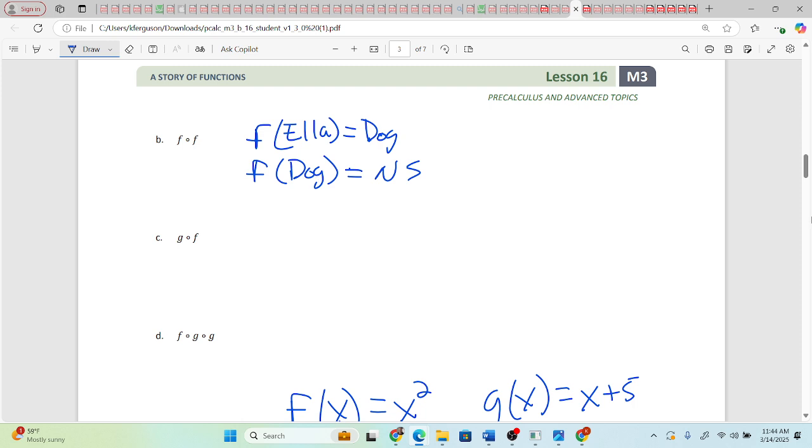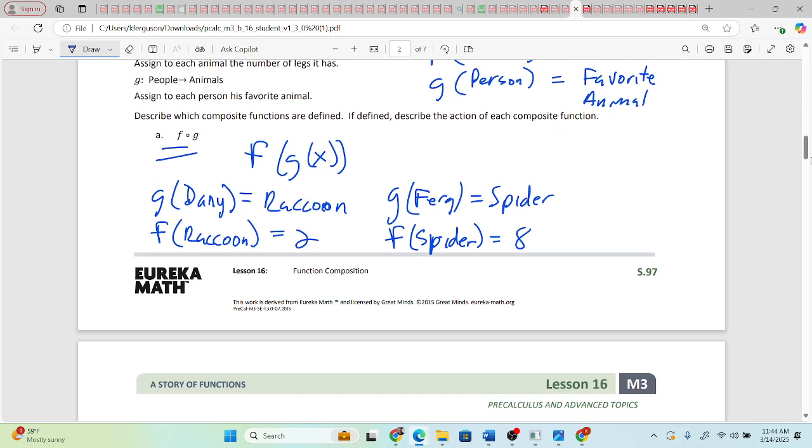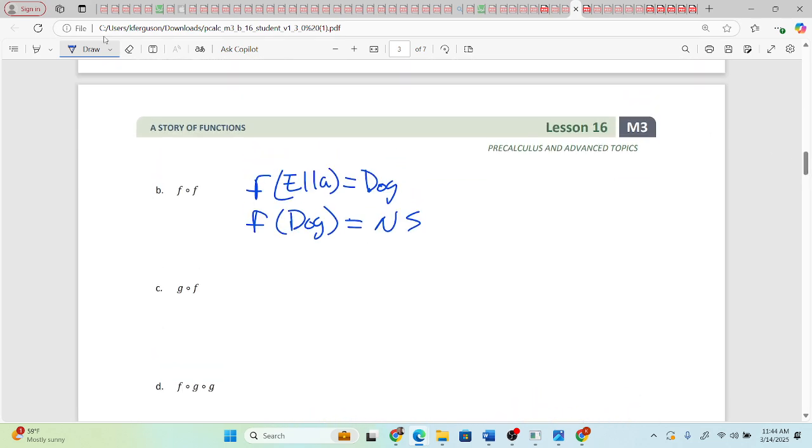Oh no, wait a minute. Dang, I'm totally screwing up again. F is where you put in an animal and you get the number of legs. So not that. Wow, Ella is definitely not an animal. Sorry about that. That happens all the time? Okay, yeah, my fault. Let me try that again.